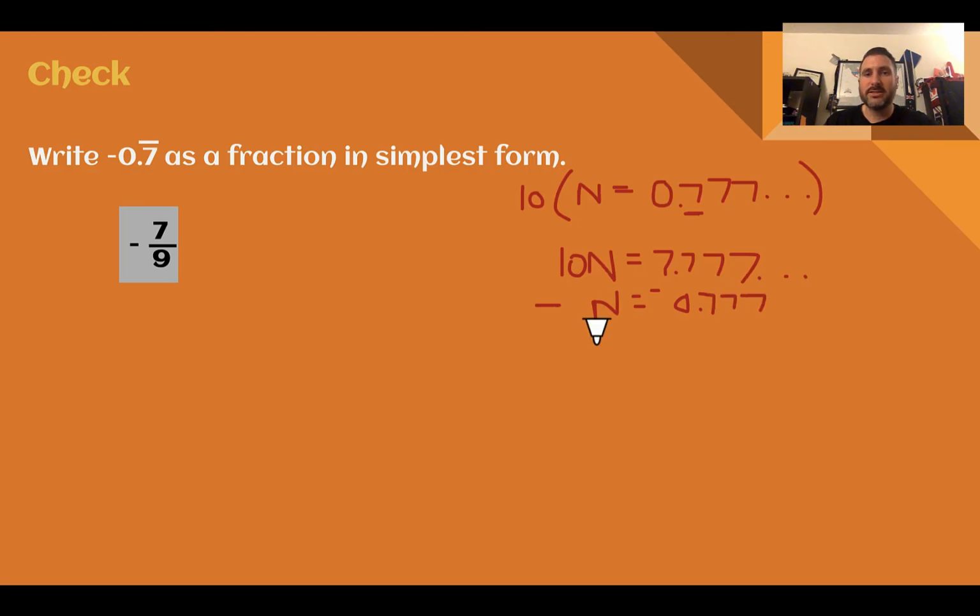So I'm subtracting both things. I have 9n equals 7. Divide both sides by 9. N is equal to a fraction. And it was negative in the problem, so I need to make it negative as my answer.